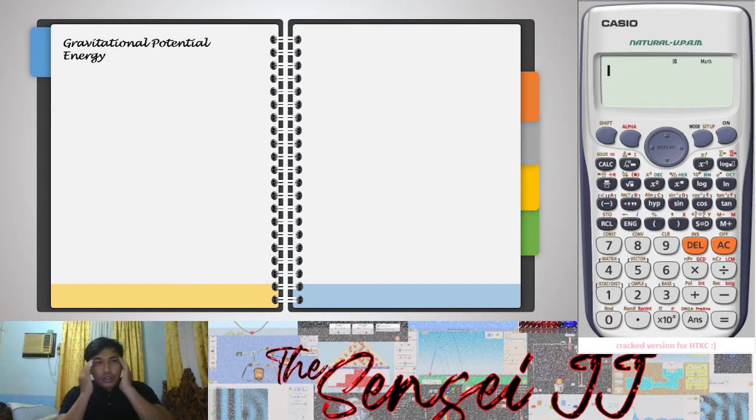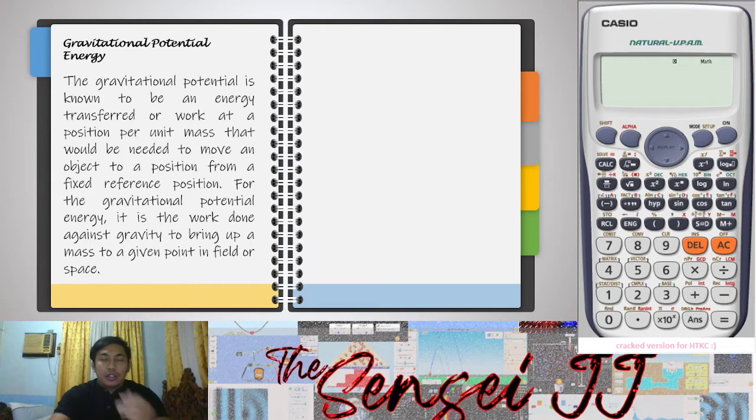So we have here gravitational potential energy. So the gravitational potential energy from our previous lesson, it is the gravity that is yet to be produced, and that is due to the gravity per se of our object. Gravitational potential is known to be an energy transferred or work at a position per unit mass that would be needed to move an object to a position from a fixed reference point.